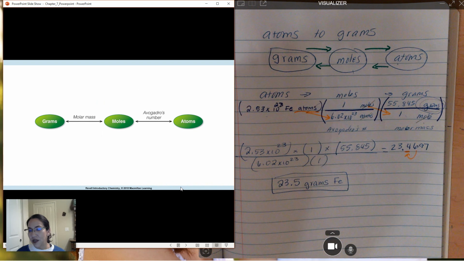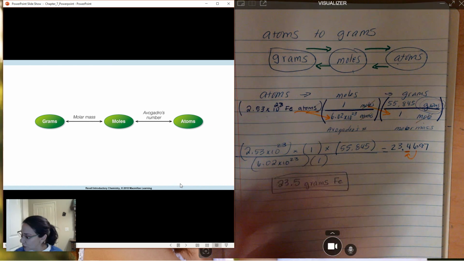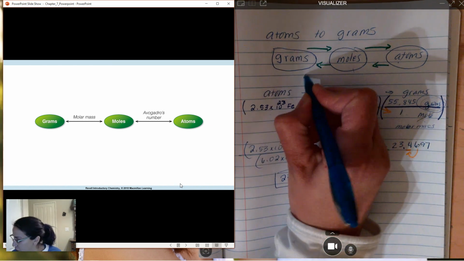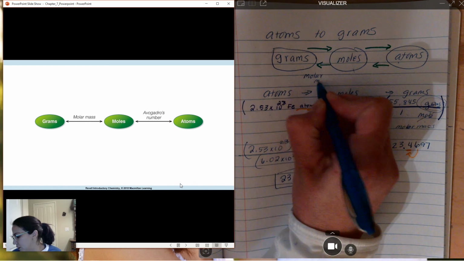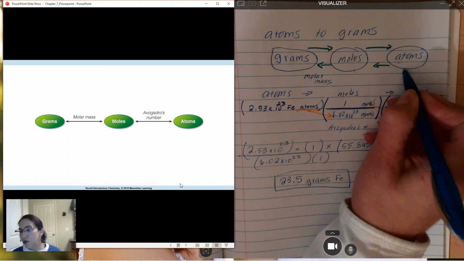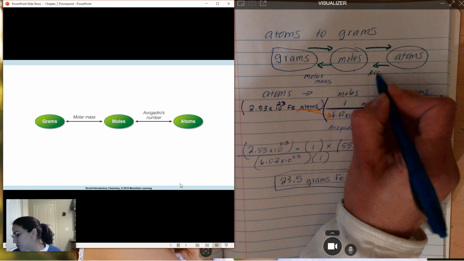All right. So how did we do this? Well, quite simple. We just followed the steps. We used the molar mass to go from grams to moles. So from here to here, we used molar mass. And from here to here, we used Avogadro's number.